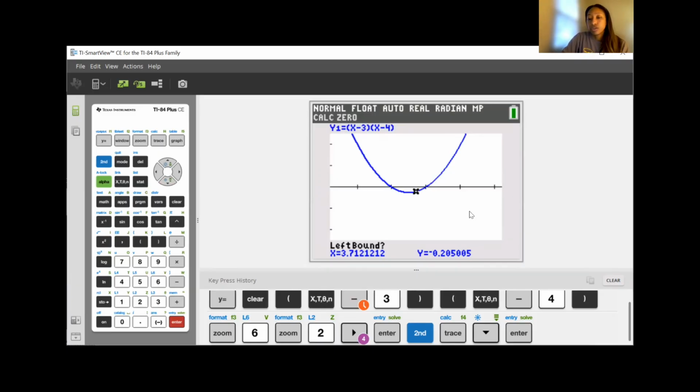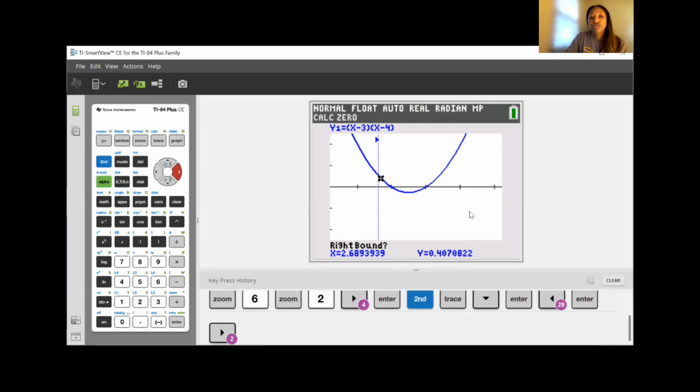That means you can visually see the 0. You need to pick a number or x value to the left of it. So I'm scrolling left until I pass the 0, and I'm going to hit enter. Anywhere to the left of it works. Then right bound, scroll to the right, pass the 0, and hit enter. And then guess, yes, you have to hit enter one more time. It tells us that the 0 is at 3, 0. Notice this only gives us one of the zeros. We have to do this again with the next one.